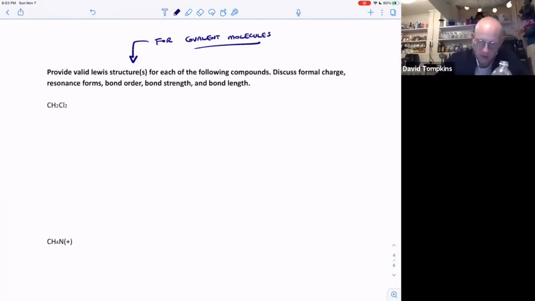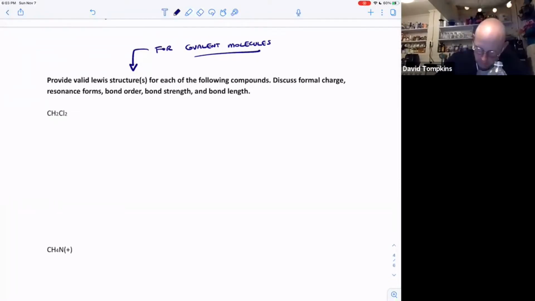So for each of these problems, I'm going to discuss the Lewis structure. I'm just going to draw them without any three-dimensional geometry. We're going to do that probably next time. So I'm going to be drawing these molecules as if they're flat. Many of them are not really flat. They have three-dimensional structures.